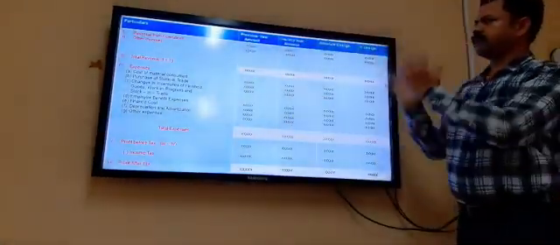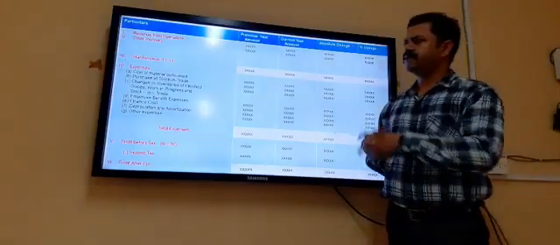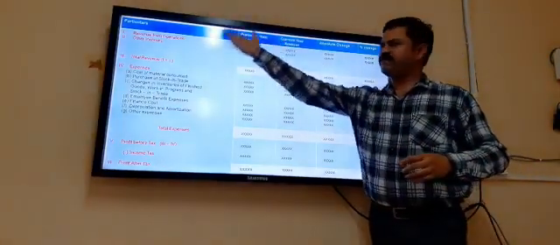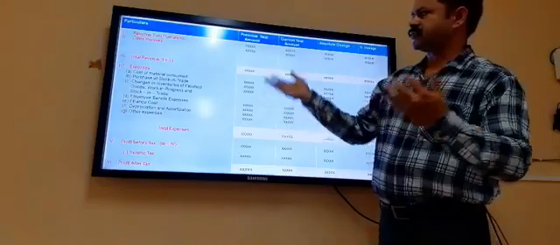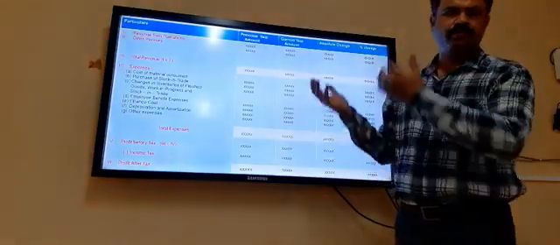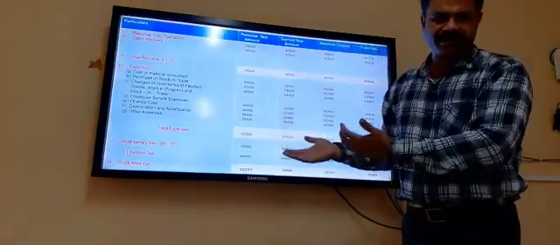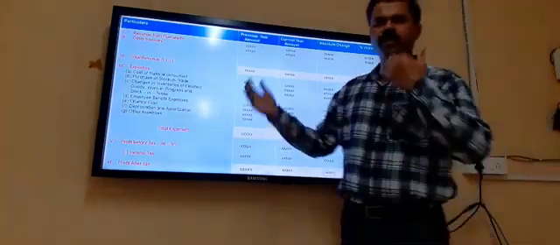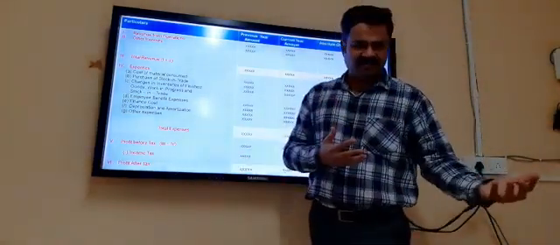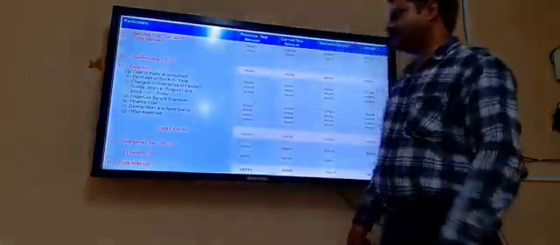In the comparative income statement, we'll go with the same thing: revenue from operations, other incomes, then total revenue, expenses, different types of expenses already discussed with you, profit before tax and tax rate, and then profit after tax finally.